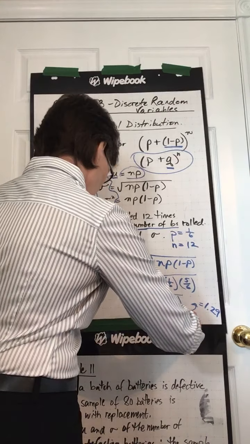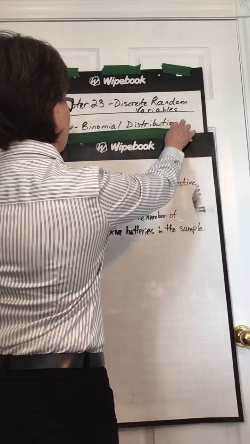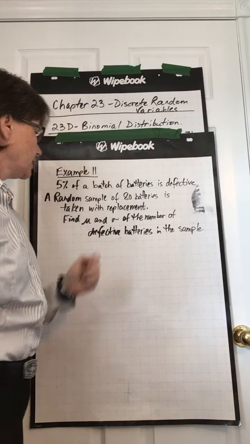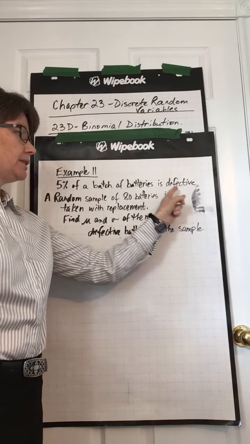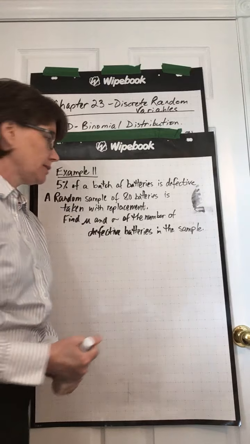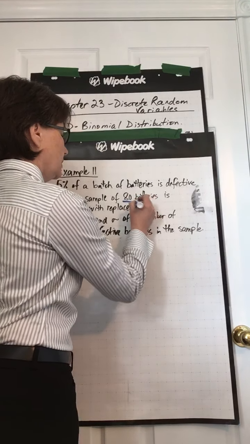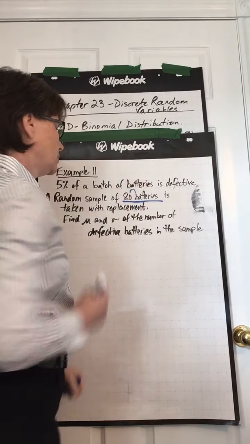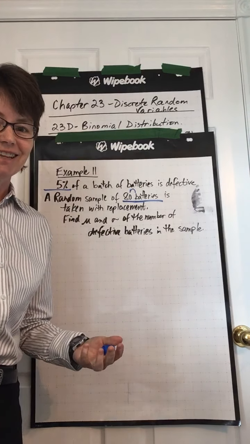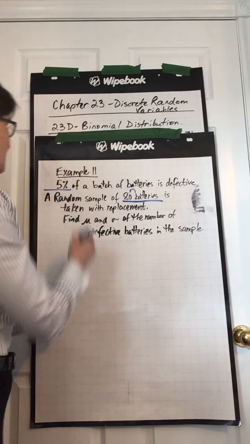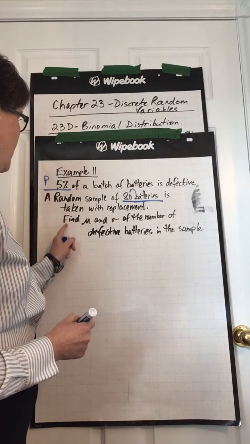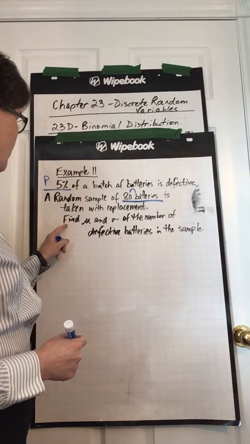All right, example 11. Here we have a batch of batteries that we're looking at. 5% of the batteries are defective. We're going to take a random sample of 80 batteries. Okay, so 80 batteries, that's what our n is equal to. And probability of success, even though our success is actually looking for the defective ones, our probability of success is 5%. Okay, we're taking with replacement, so that tells us it's binomial.